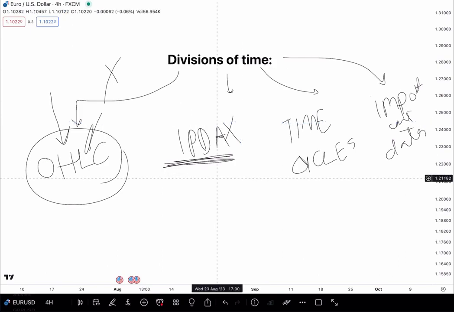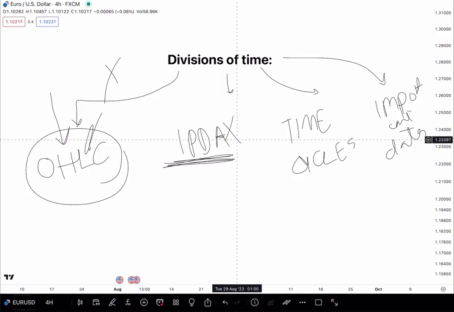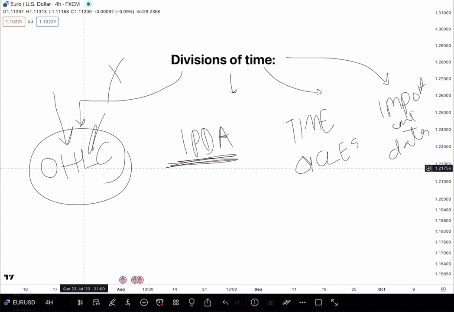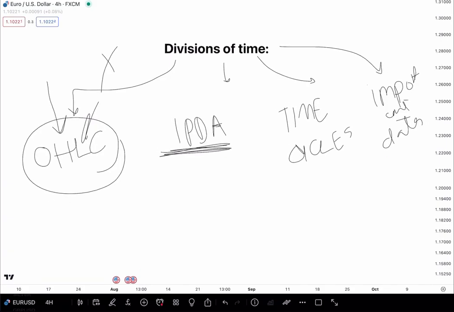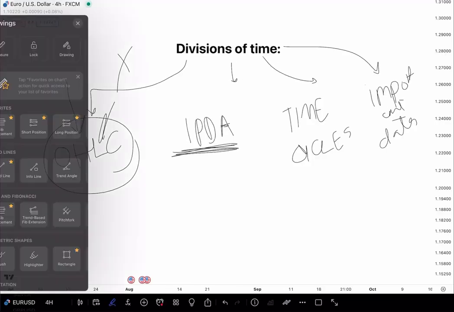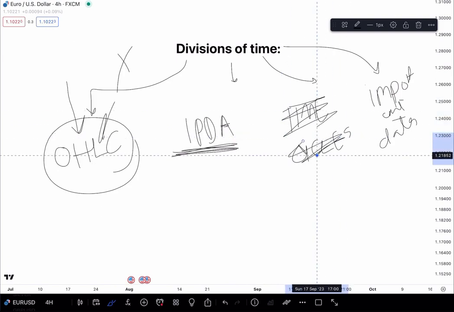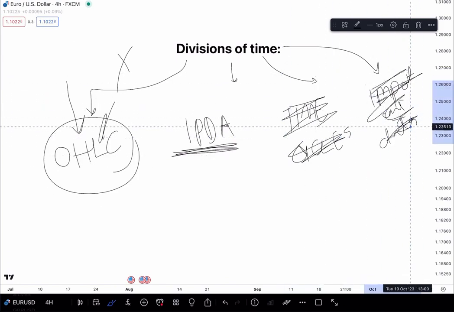For these, I may be talking about these in the future, but the core content by the Inner Circle Trader has a good teaching about them. For now, we are going to be focusing on the open, the high, the low, and the close aspect of time. These two, you can forget about them for now.